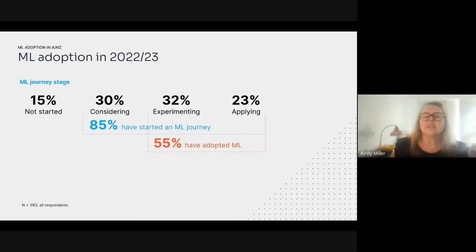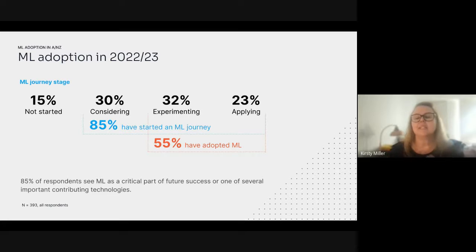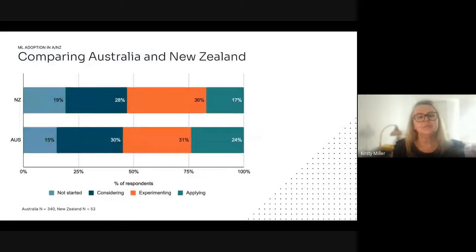And strong interest is also signaled through another data point from our survey. When we asked respondents how they viewed machine learning in the future, 85% said it was an important part of future success. So you can see that the survey is showing a very, very strong interest in machine learning within Australia and New Zealand.